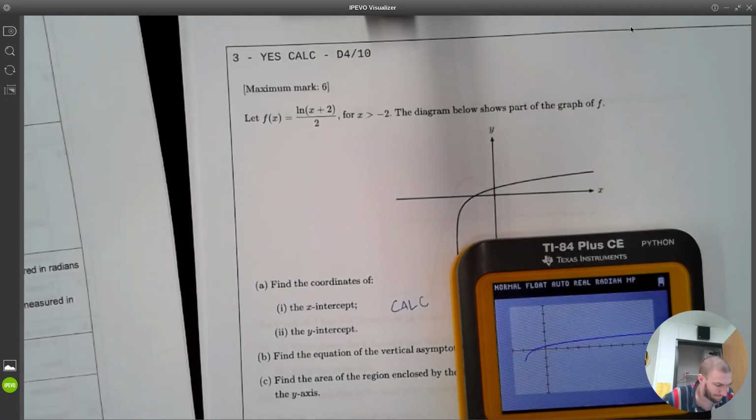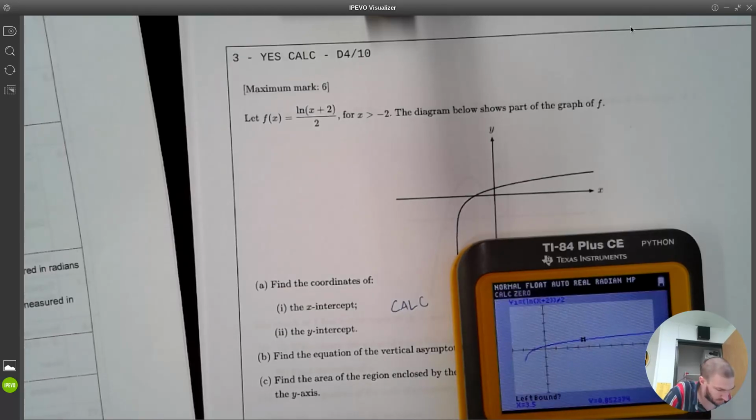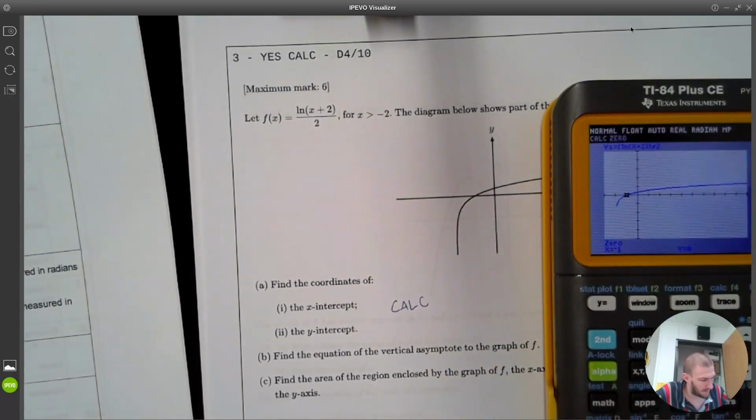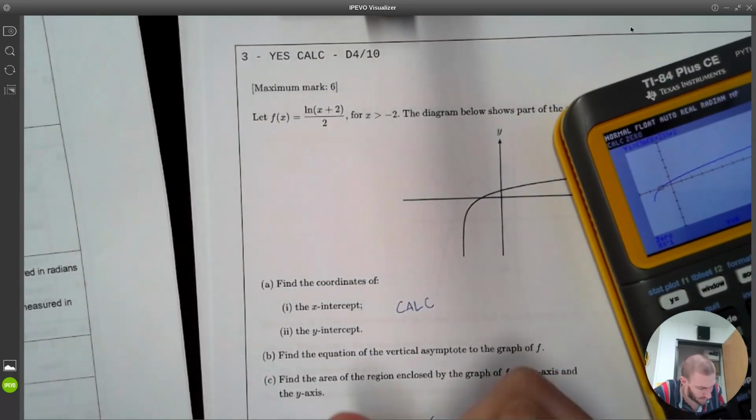Okay, so not too bad. I'm going to need to find my x-intercepts and my y-intercepts. So calculate my 0. Nope, that's not going to work. Second, calculate my 0. Scroll all the way over here. It looks like it's a perfect integer. Yep. My x-intercept looks like it's -1, 0.